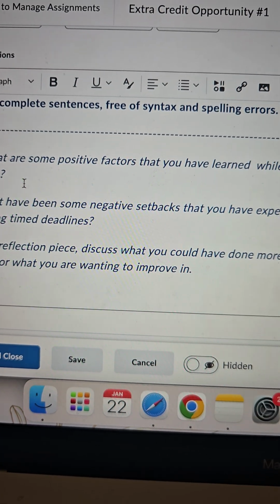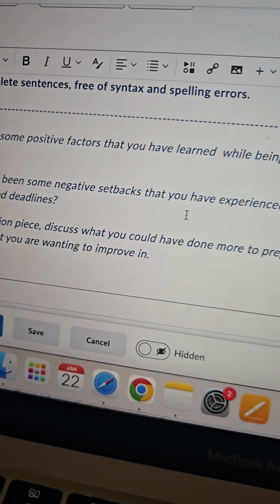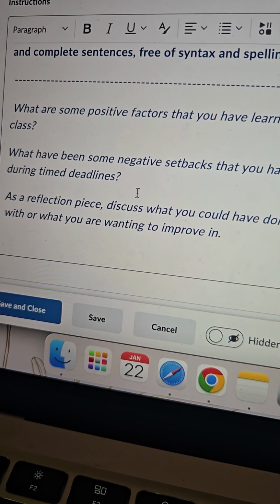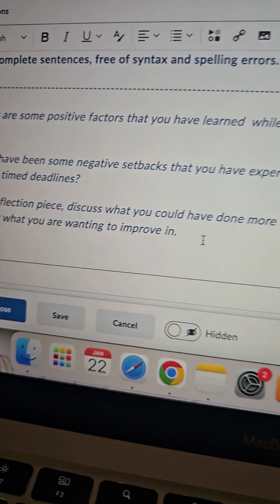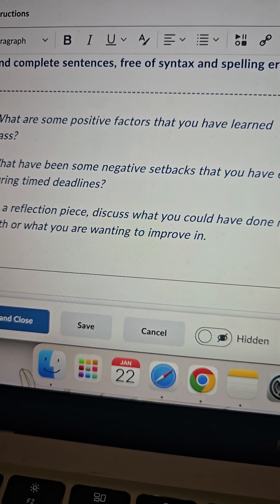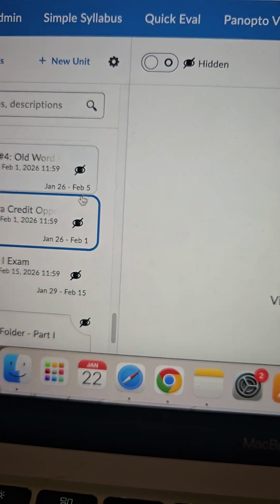What are some positive factors that you've learned while being in a college class? What are some negative setbacks that you've experienced or recognized during timed deadlines? And as a reflection piece, discuss what you could have done more to prepare yourself with or what you're wanting to improve in. So it's just a reflection piece. It should be open by the time you're watching this.